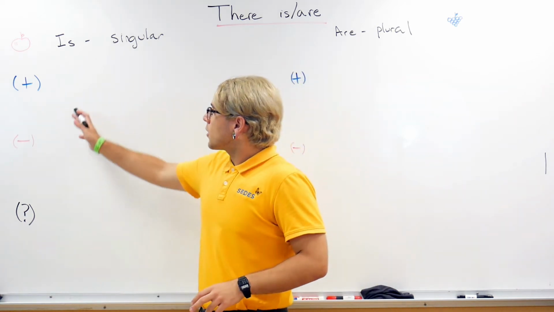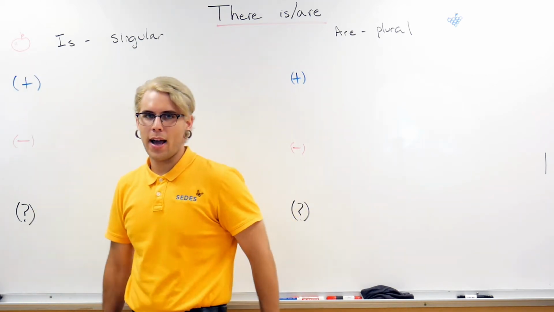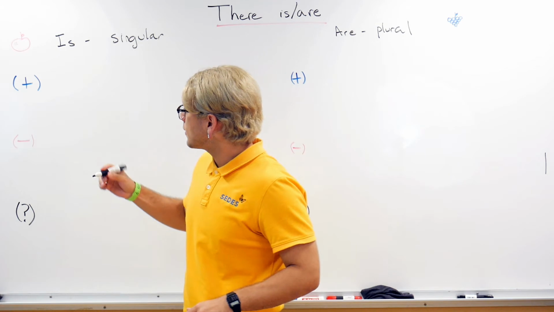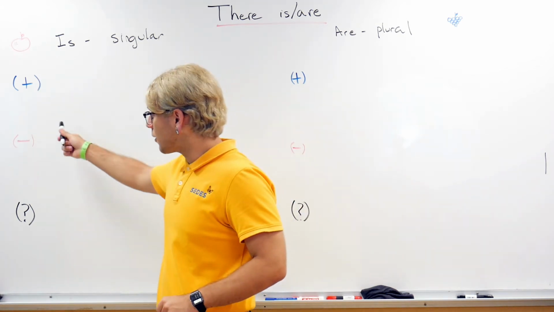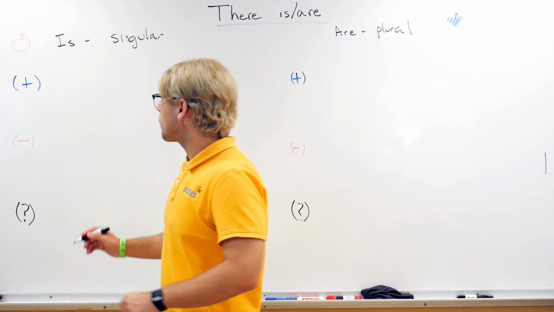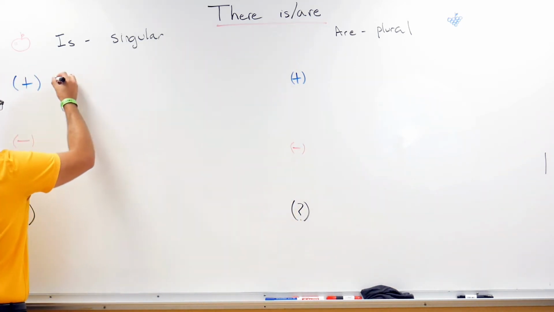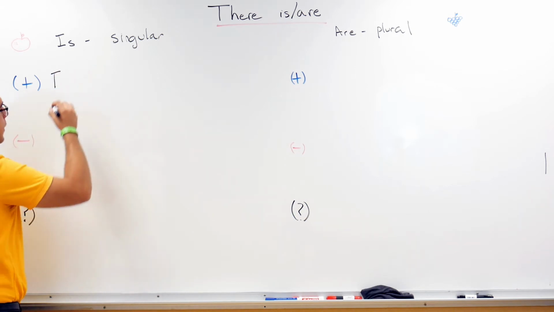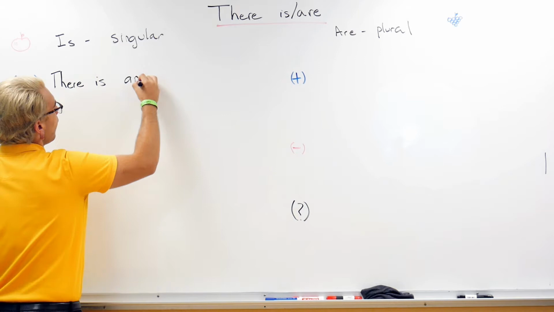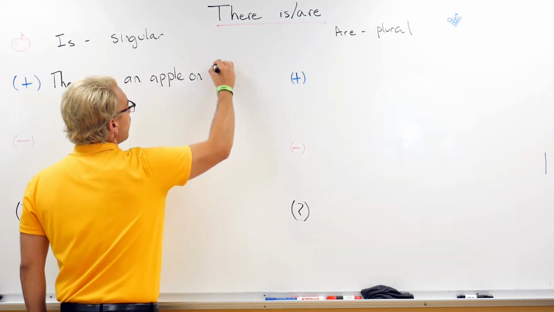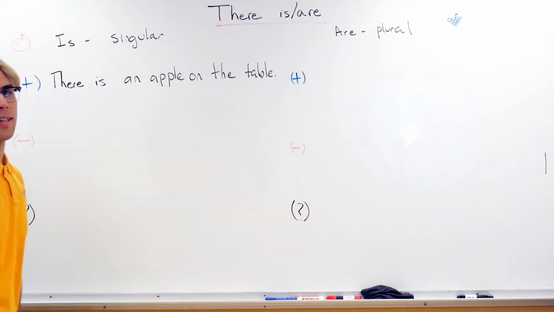So we'll start here. You see here we have a single apple, or one apple. We'll write a sentence using positive, talking about a single apple, and the same thing for negative and question. So positive, we'll start with there. That means it exists, right? Like it's something that's real. There is an apple on the table.